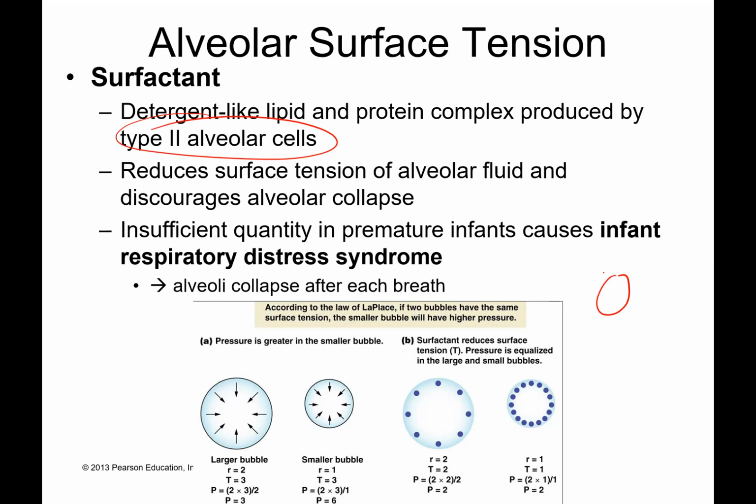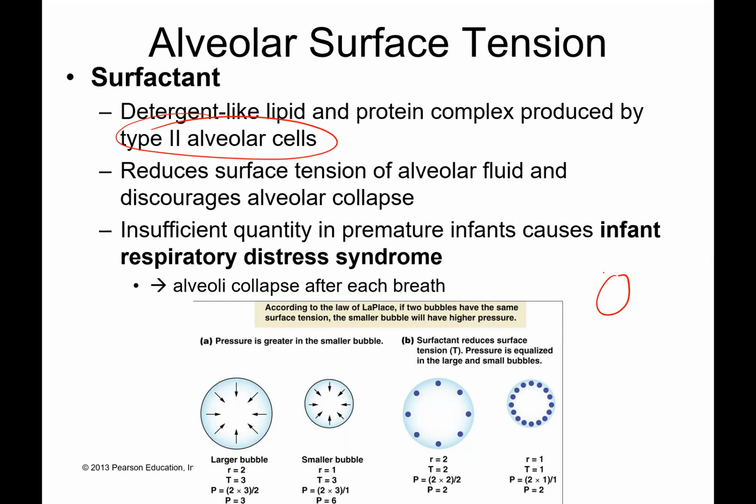Okay, if these are insufficient, it does cause breathing problems, and in infants, it can cause respiratory distress syndrome. And that's because the alveoli collapse after each breath, and you don't want that. You want them to stay nice and open. Okay, so respiratory distress usually means the alveoli are collapsing after each breath.